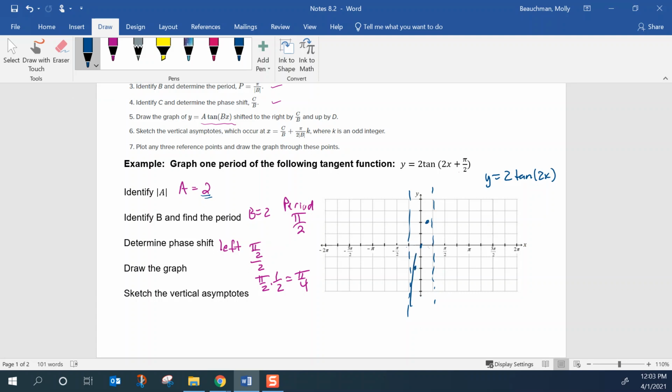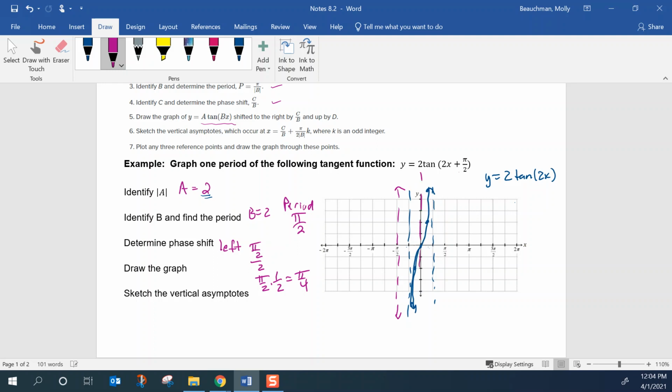Sketch in, using those 3 points as your guide and the vertical asymptotes. And that's the graph of 2 times the tangent of 2x. So now what we want to do is move the graph to the left pi over 4. So that means each of your vertical asymptotes moves over. Each of your coordinates moves over.